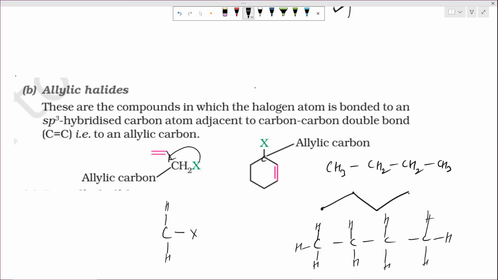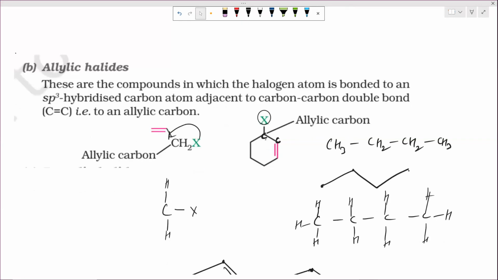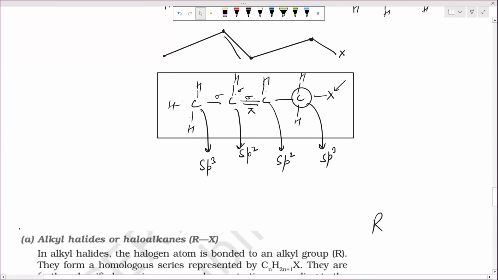So it is a carbon and it is a double bond. So this carbon with which the halogen is attached is bonded with a double bonded carbon atom. So we'll say that it is an allylic carbon, or allylic halide.